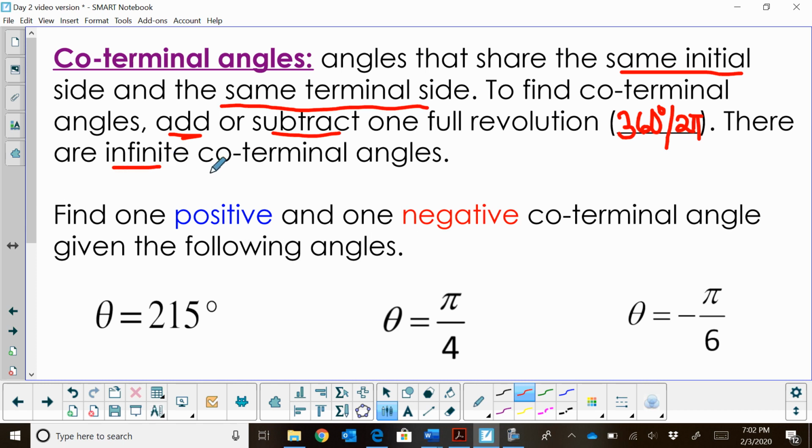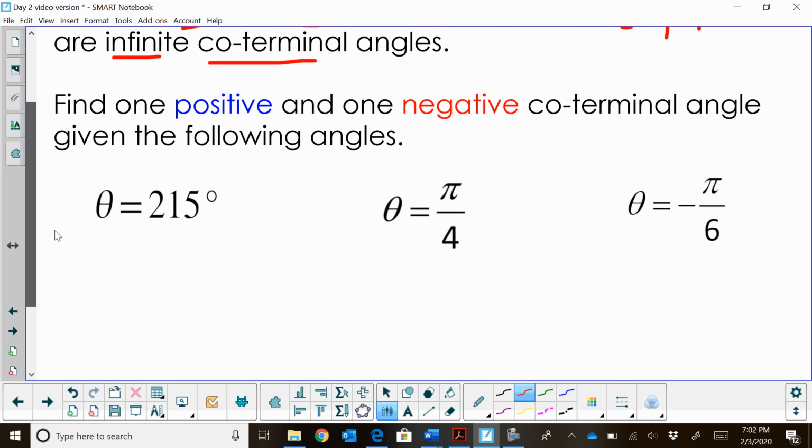Now, there are an infinite number of possible coterminal angles. So we're just going to find one positive and one negative for each one. So we're going to start with 215 degrees.